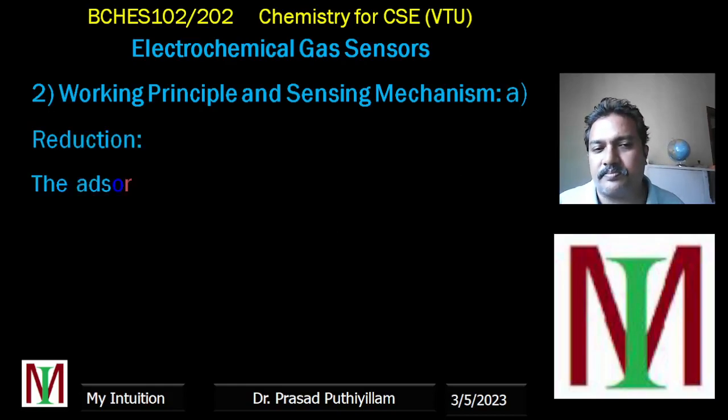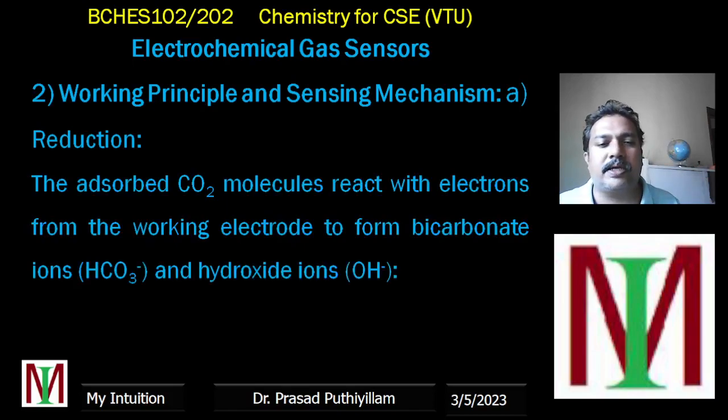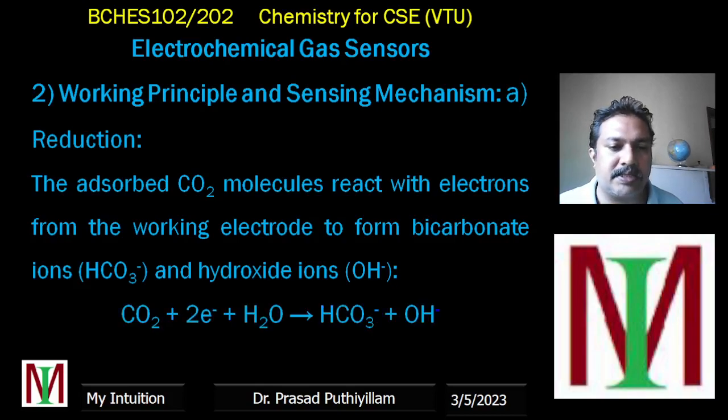Then reduction. Once it is adsorbed, then our agents will start working. They will do the necessary reactions, oxidation or reduction reaction. So the adsorbed carbon dioxide molecule reacts with the electrons from the working electrode to form a bicarbonate ion and hydroxide ion, that is HCO3 minus and OH minus. The reaction is given as CO2 plus 2 electrons plus water molecule (moisture) gives HCO3 minus, bicarbonate ion, plus a hydroxide ion.